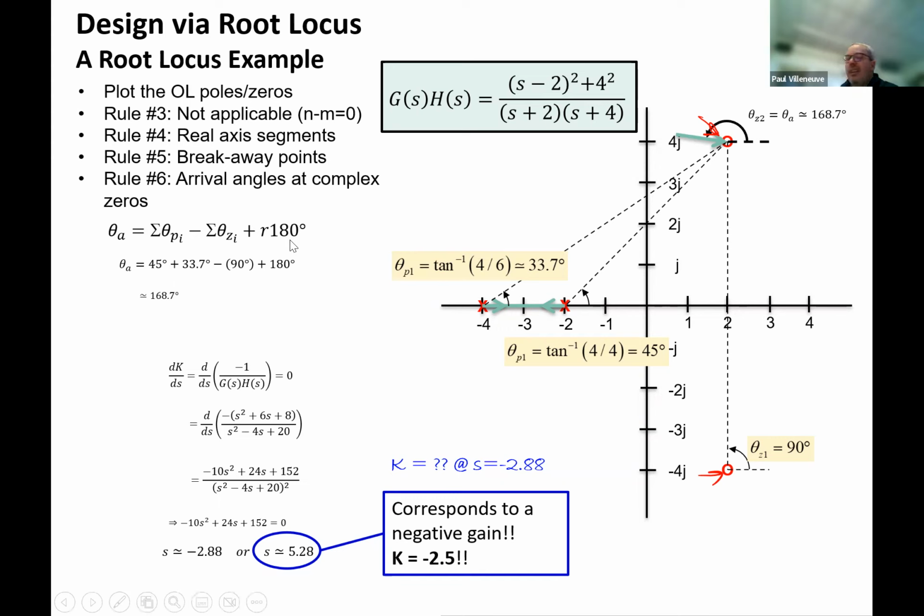I'm going to do the same thing for this one, but I know it's complex conjugate pairs. So this is the other thing too. Once you know approximately this angle, you basically just mirror it on the other side and you get that angle.